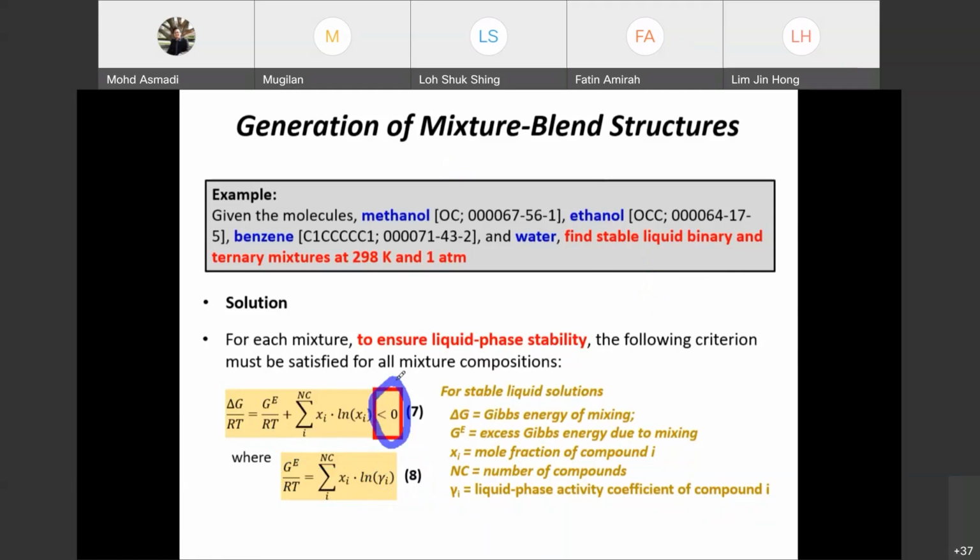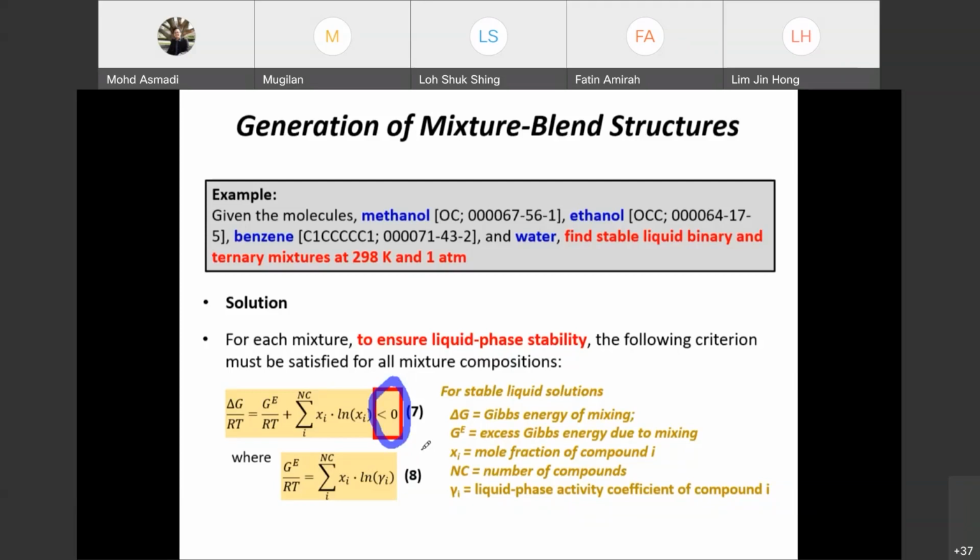GE is the excess Gibbs energy due to the mixing. And i is the mole fraction of compound i, because it's liquid, so we use xi. And C is the number of compounds: 2 or 3, or 4, quaternary. And gamma i is the liquid phase activity coefficient of compound i. So by using this equation, it is easy to check whether the binary mixture can establish miscibility or not, meaning that it is stable or not.